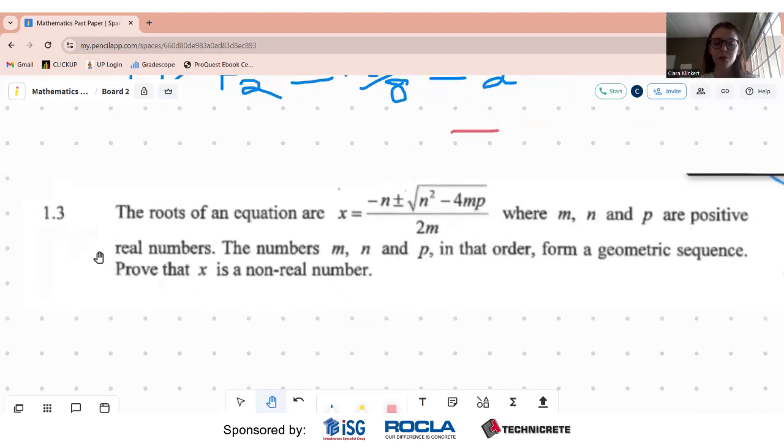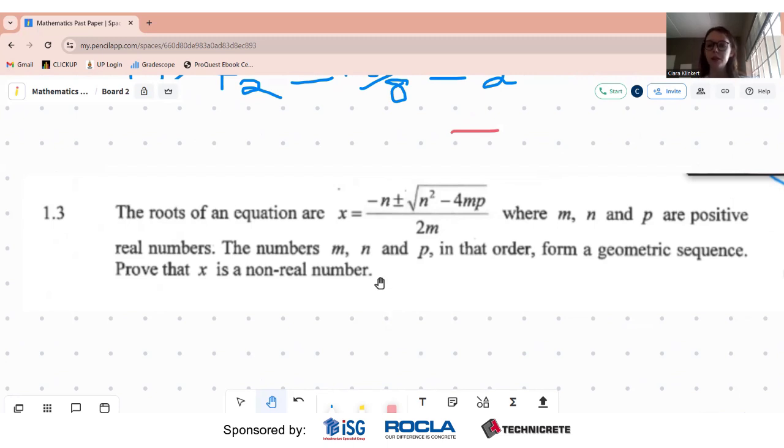Okay. The roots of an equation are x is equal to negative n plus or minus the square root of n squared minus 4mp all over 2m, where m, n, and p are positive real numbers. The numbers m, n, and p in that order form a geometric sequence. Prove that x is a non-real number.